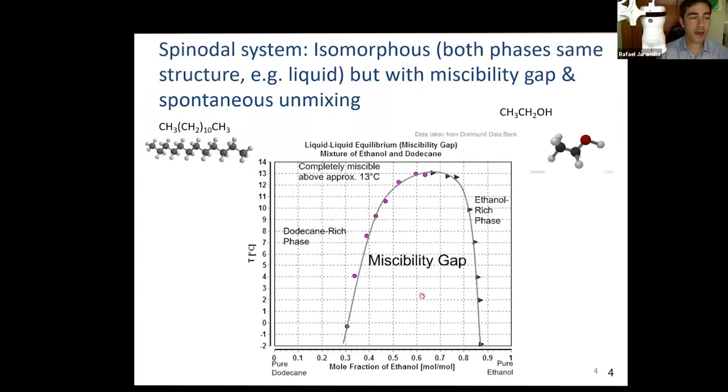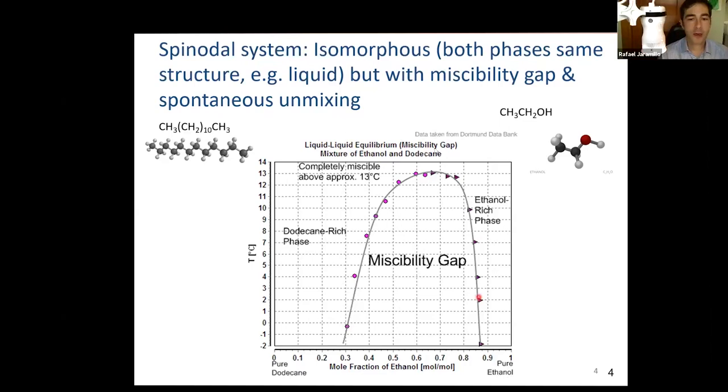Here's a binary phase diagram. We've seen this one already. So this is an isomorphous system, but it has a miscibility gap. This is not a system which is fully miscible. This is a system which is miscible at high temperature, but immiscible at low temperature. We've started to see that the last time. This is called a spinodal system.